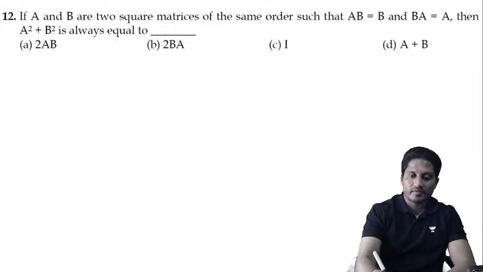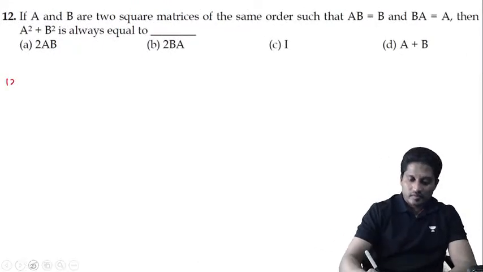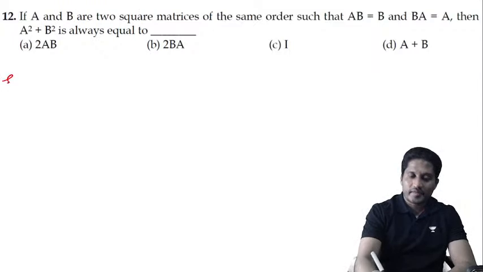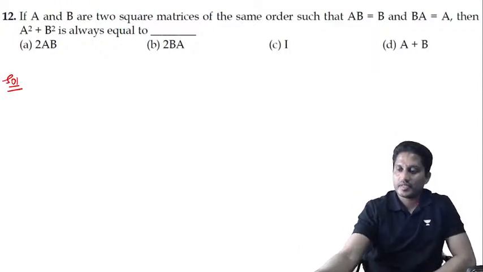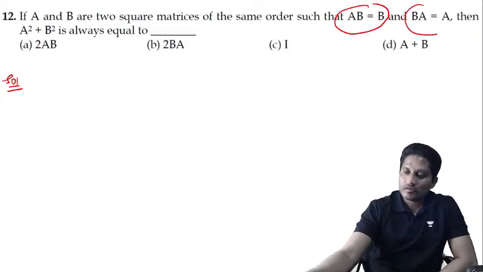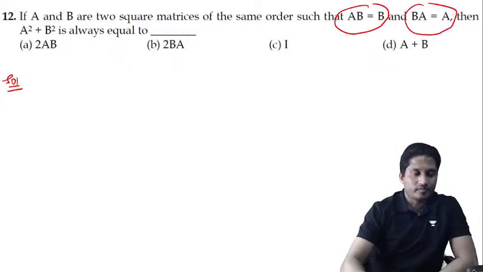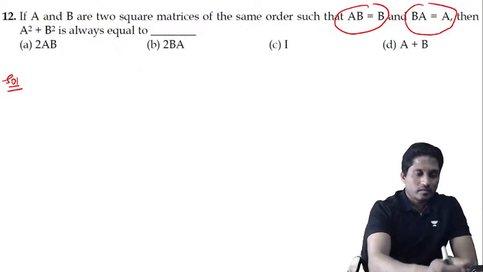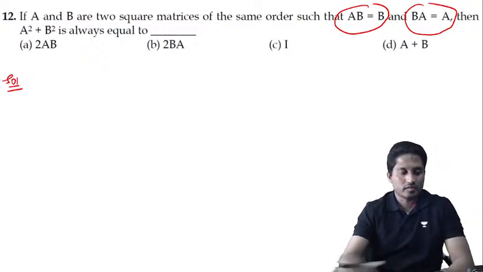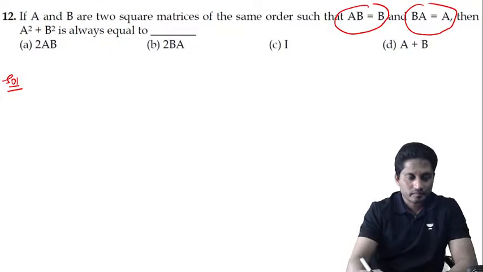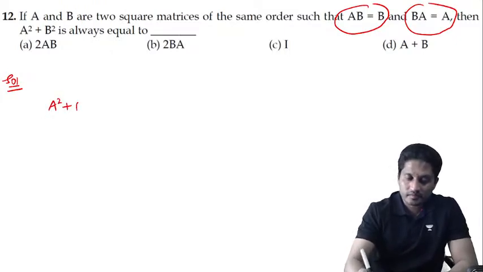Okay, question number 12. If A and B are two square matrices, such that AB is equal to B and BA is equal to A, what should be the value of A square plus B square?